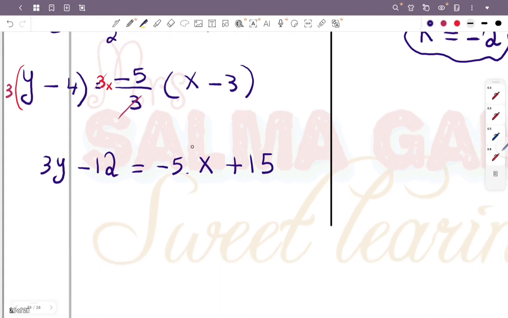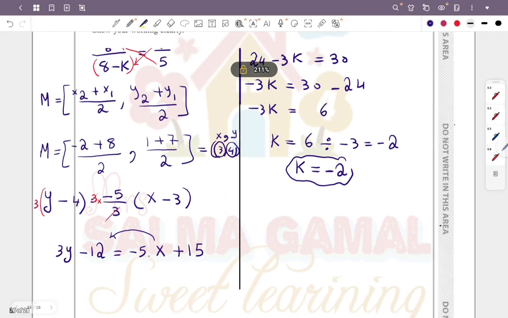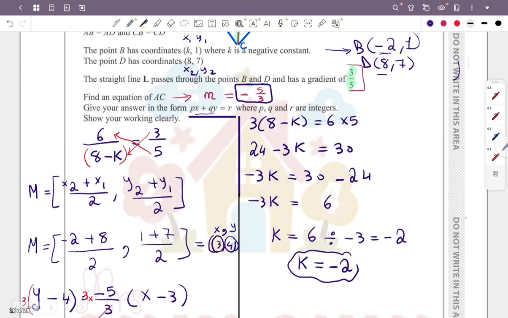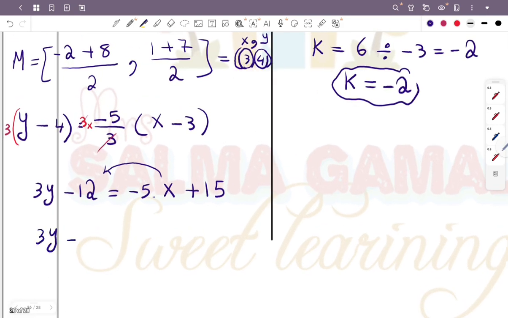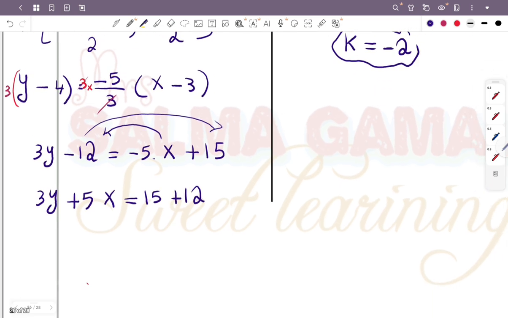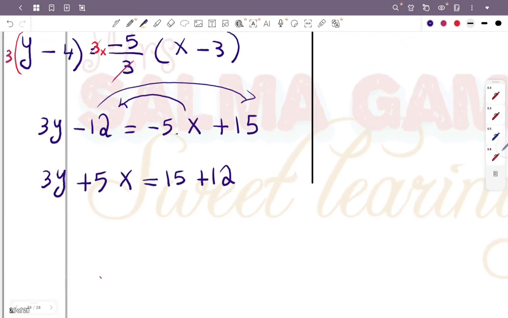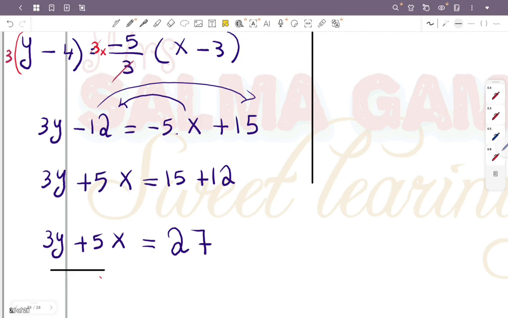And then we need the x and y terms on the left side and the constant on the right side. So bring down 3y, adding 5x, equals 15 plus 12; the 12 goes positive to the other side. So the final answer, in the form 3y plus 5x equals 27, is exactly your final answer.